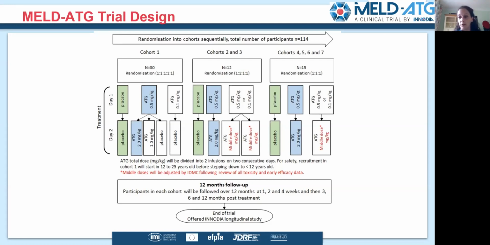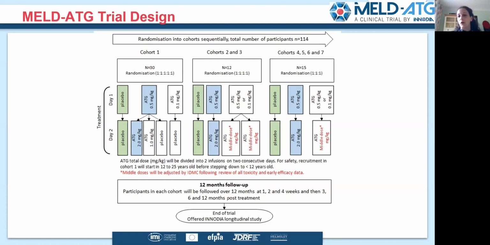The process continues, and before recruitment to cohort 3 can begin, the dose determining committee looks at all the accumulated data for cohort 1, as well as cohort 2, to determine the best 2 middle doses to carry forward to cohort 3. And so this goes on for cohorts 4 through 7, except for this one, we are only carrying over 1 middle dose. And we have 15 participants, which are randomized equally into our placebo arm, our 2.5 arm, as well as that middle dose.